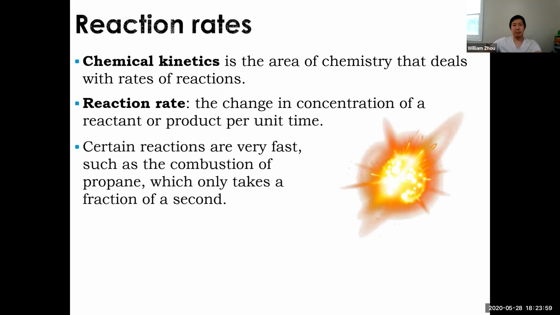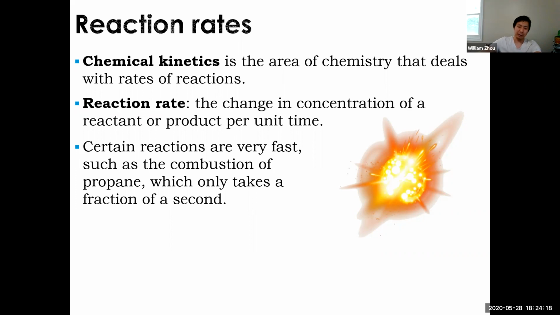Some reactions are very fast. For example, if you want to do a combustion reaction, a burning usually occurs very fast, like combustion of propane. It's so fast that we consider that to be like an explosion. So it happens within a fraction of a second.